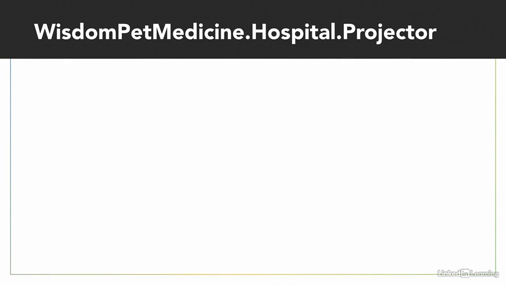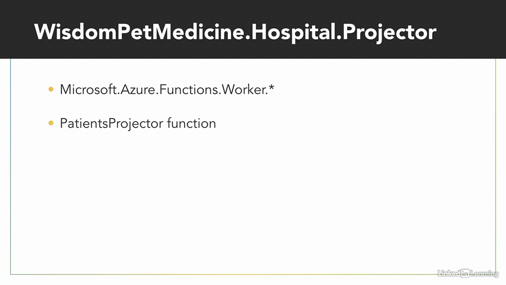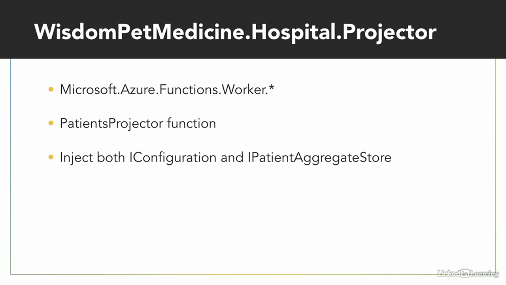We need to add some NuGet package references. Be careful to reference the ones that begin with Microsoft Azure Functions Worker since those are the latest versions of the triggers and bindings. The function name should be patient projector, and there we're going to inject both IConfiguration and IPatientAggregateStore. IConfiguration is for reading the connection string required for connecting to the SQL Server database, and IPatientAggregateStore because we need to get the events from a given aggregate. As I've already mentioned, we're going to use Dapper as the ORM in this challenge. So let's go ahead and get started.